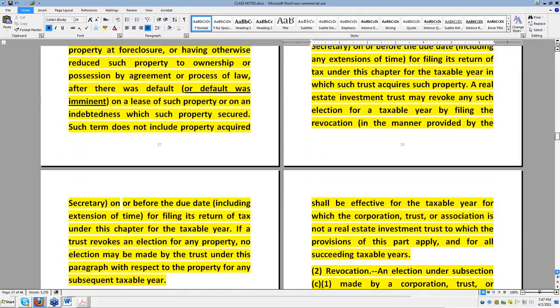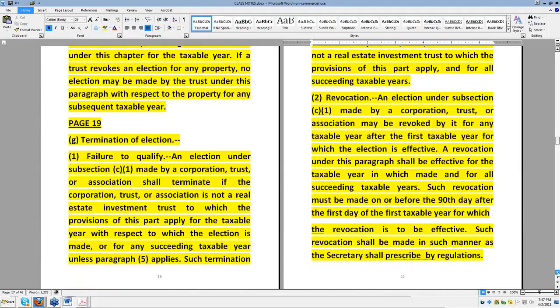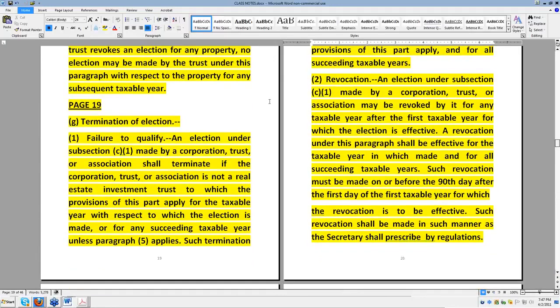See, it's terminated. Read page 19. Nineteen, termination of election. Failure to qualify. Okay, what do they have to do to qualify? They have to transfer into the REMIC trust. And then they have to file a return, don't they? They have to file a return, which they have not done.